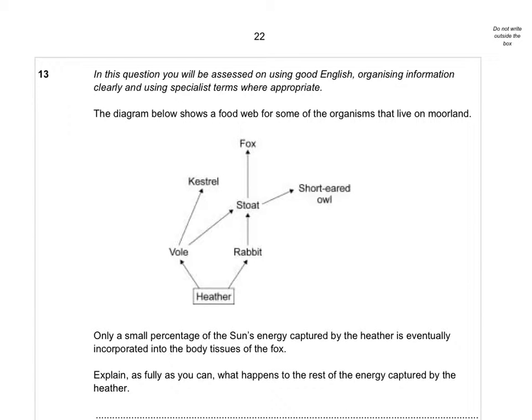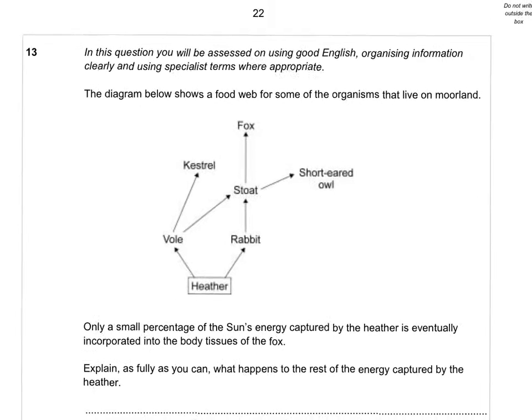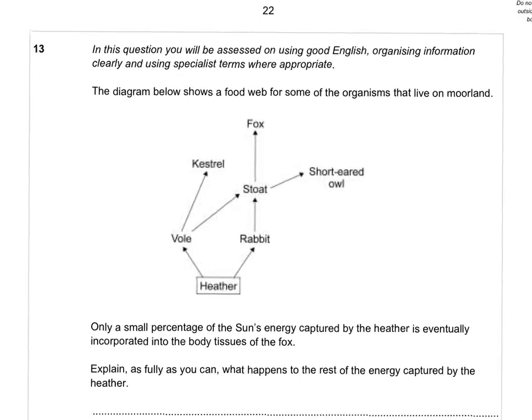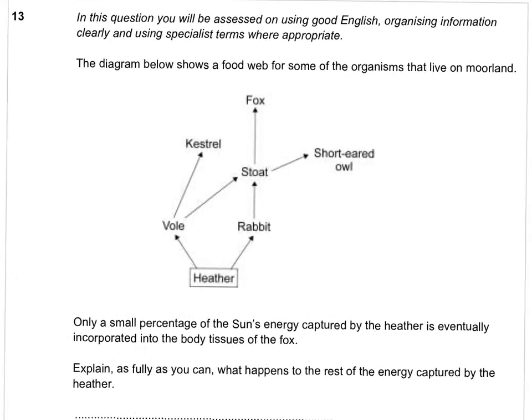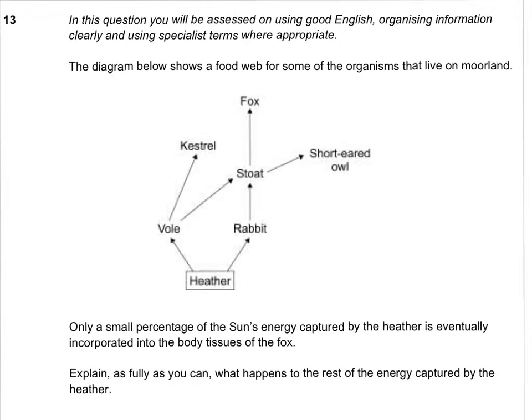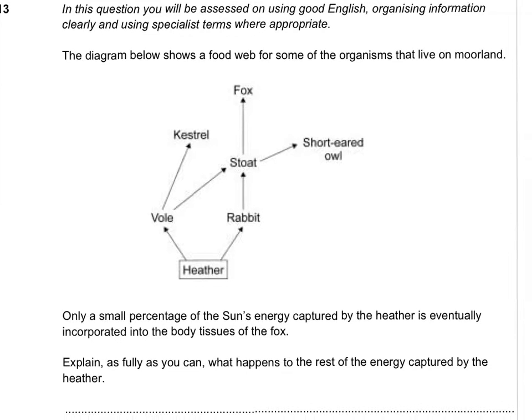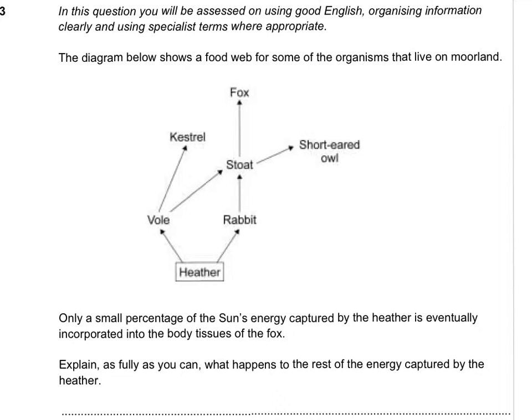Okay, last question then, question 13. One that was generally answered quite poorly, but this is now your chance to try and improve it a little bit if possible. So it's on the topic of energy transfers and energy and biomass, and looking at food chains, what happens to the energy that actually gets taken in by the animals in the food chain. So we've got a diagram showing a food web for some of the organisms that live on moorland.